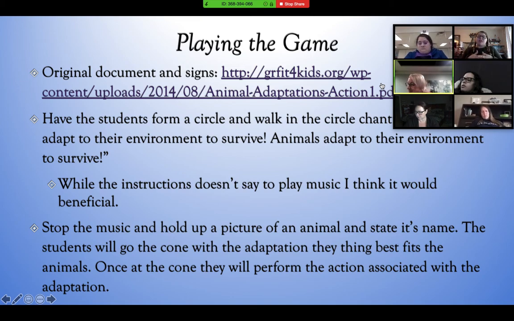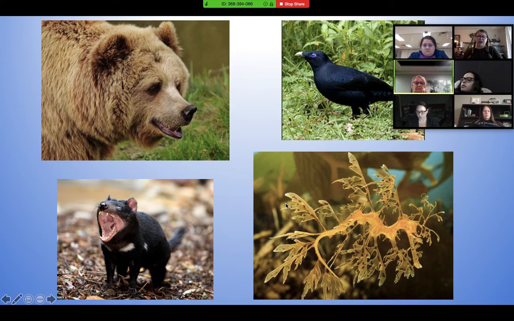So they would go to, if I held up a bird, which everybody knows that birds fly south for the winter, they would run to the migrate station and they would all start flapping their wings. So here are the 4 pictures that I have as an example. So you see the bird there.